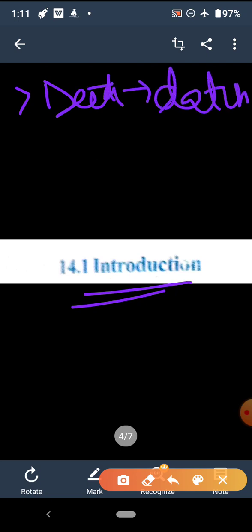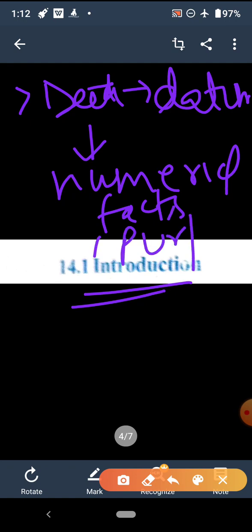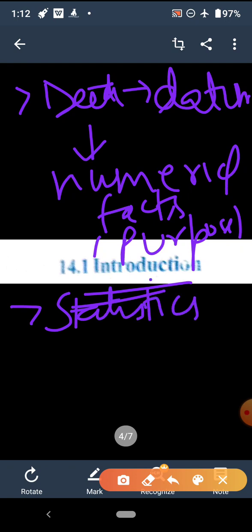Datum means the numerical facts which are collected for a particular purpose. Numerical facts collected for a purpose. Then we studied about statistics. Statistics is a science. It is a branch of mathematics which deals with the collection, presentation, analysis of the numerical data in singular sense, and in the plural sense it means the numerical data.